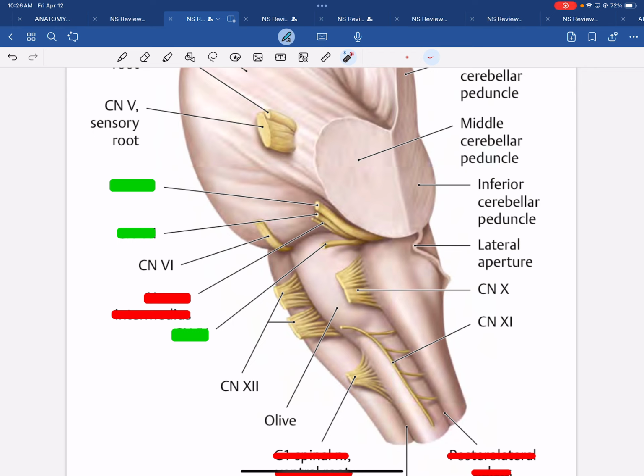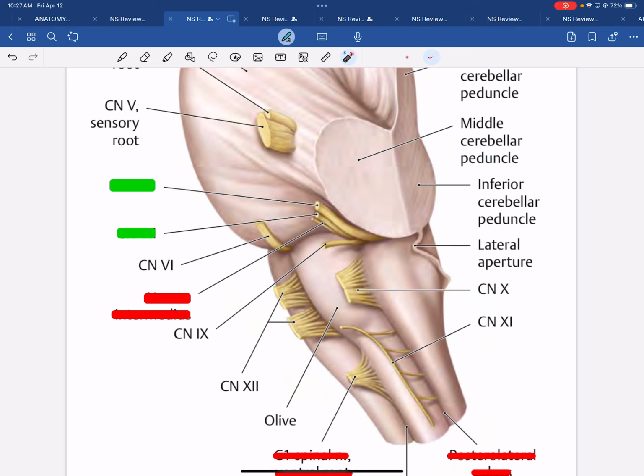This is where it's tough because we're looking at a lateral view. Here's one, here's another one, and here's this one. This one is probably the most lateral because it's also the most inferior. So which one is this? 9. Good. What's the name? Glossopharyngeal. Good.